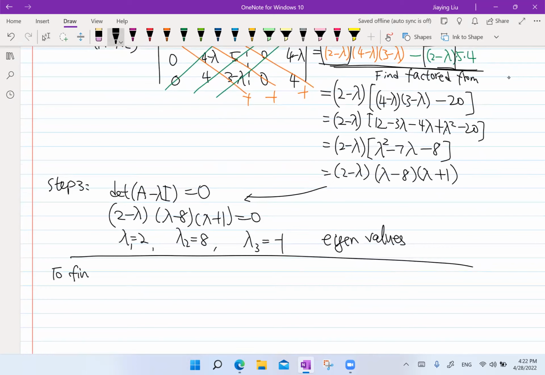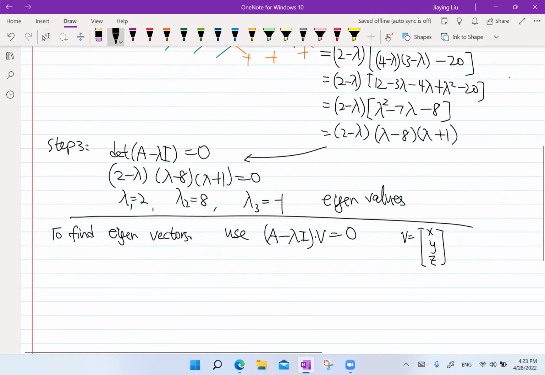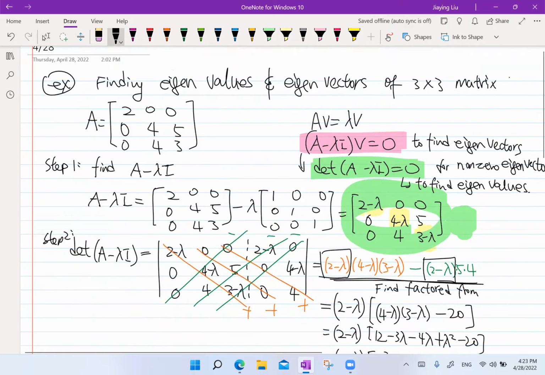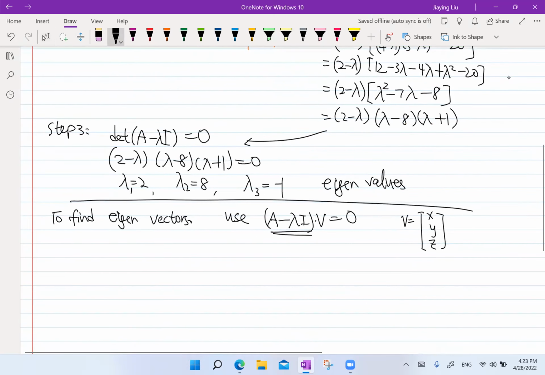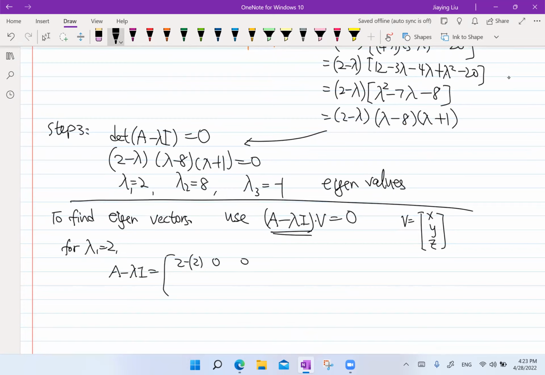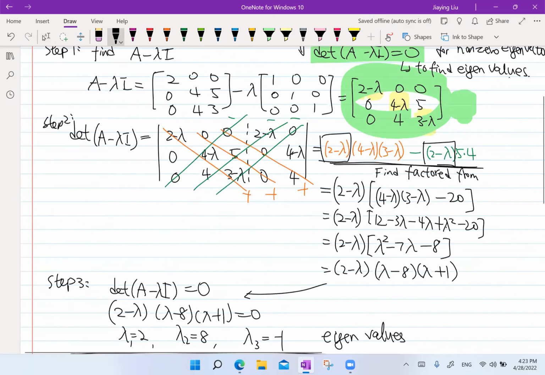So to find the eigenvector, we're going to use A minus lambda I times v equals 0. And the v we can just see is going to be x, y, z, because we have a 3 by 3 matrix to begin with. And the A minus lambda I is the part that I circled in green. So for example, lambda 1 equals 2, so I'm going to put 2 in there. For lambda 1 equals 2, I can figure out A minus lambda I by using that matrix, which is 2 minus lambda, 2 minus 2, 0, 0, 0, 4 minus lambda, 4 minus 2, 5, and then 0, 4, 3 minus lambda, 3 minus 2. So I'm going to take the lambda and replace it with 2.